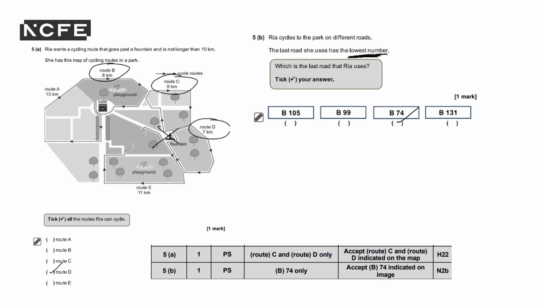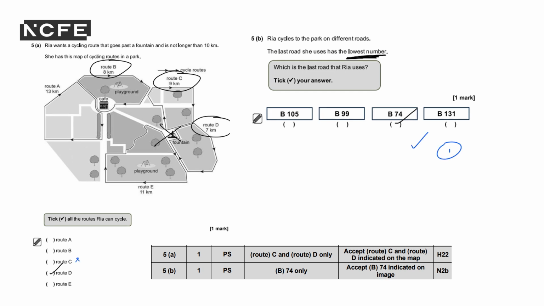And I'll reveal how many marks for these questions now. So no marks for 5A, and 1 mark for the correct answer. And again, these ones are quite straightforward to mark, because there's very little room for discrepancy about what could be awarded and what couldn't be awarded. It's quite straightforward.